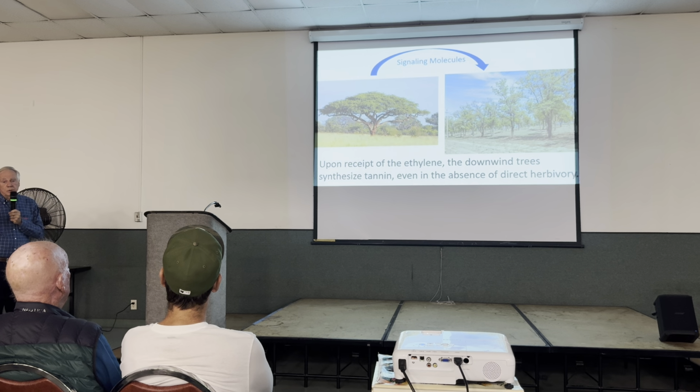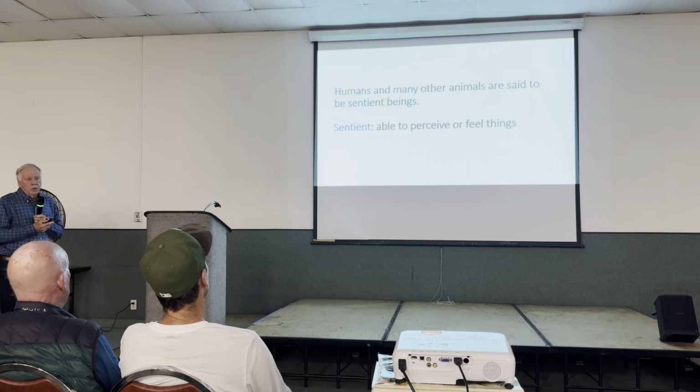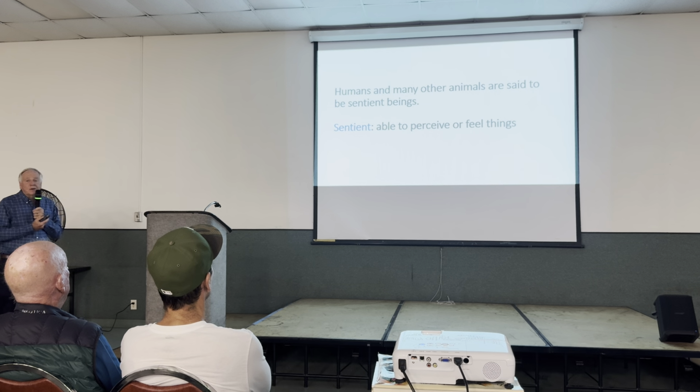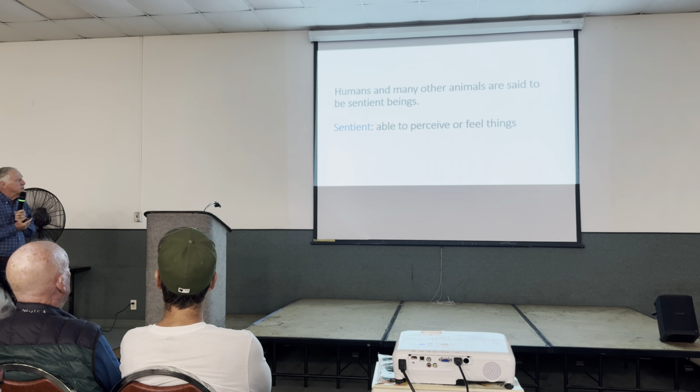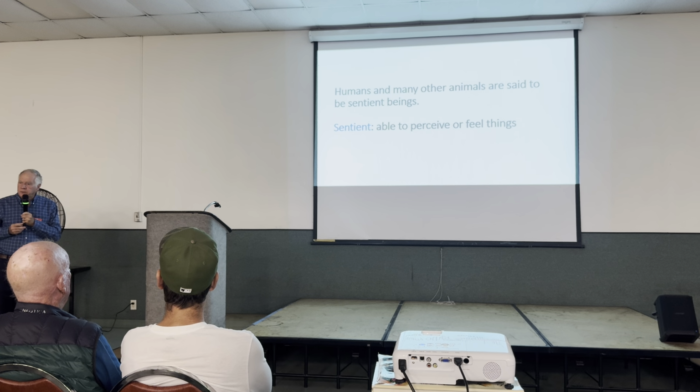So this is a communication through the air as well as through the roots between the trees. So one of the things that people argue is that humans are sentient, and maybe other animals, your dog, your cat, different organisms are sentient beings, meaning that they're able to perceive and feel things. Okay? Well, let's take all the information that we've been talking about here and think about it with regard to plants.